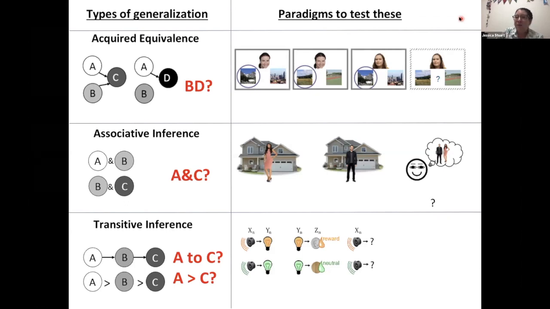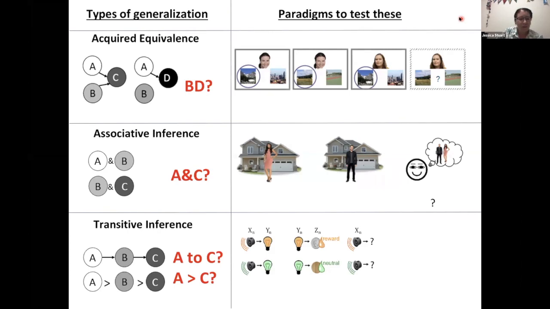To give you just one little example of how we might test this in the lab, if you look at the picture beside associative inference, you see this lady Jan in front of this house. Then later you see this man Dave in front of the same house. If you can make an associative inference and generalize this information, then you might conclude that these two both live in the same house, so they might be a couple.